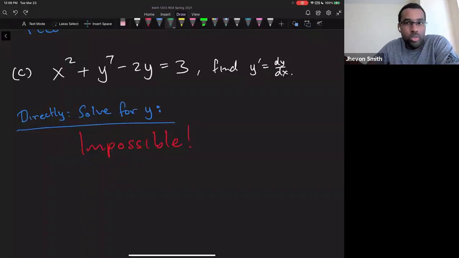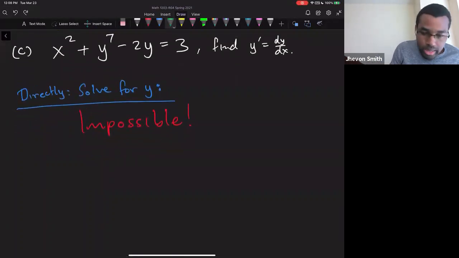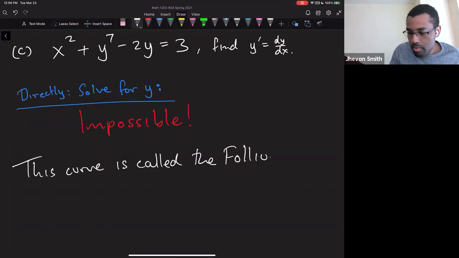But what if I want to find the derivative though? What if this is important? And this is actually important. This curve actually has a name. That's how important it is. This curve is called the folium of Descartes. Descartes is another guy.